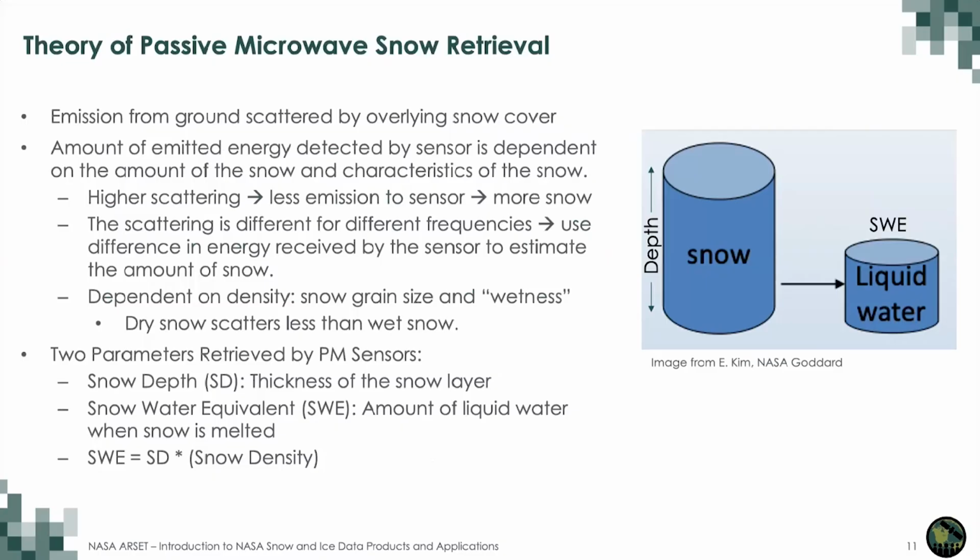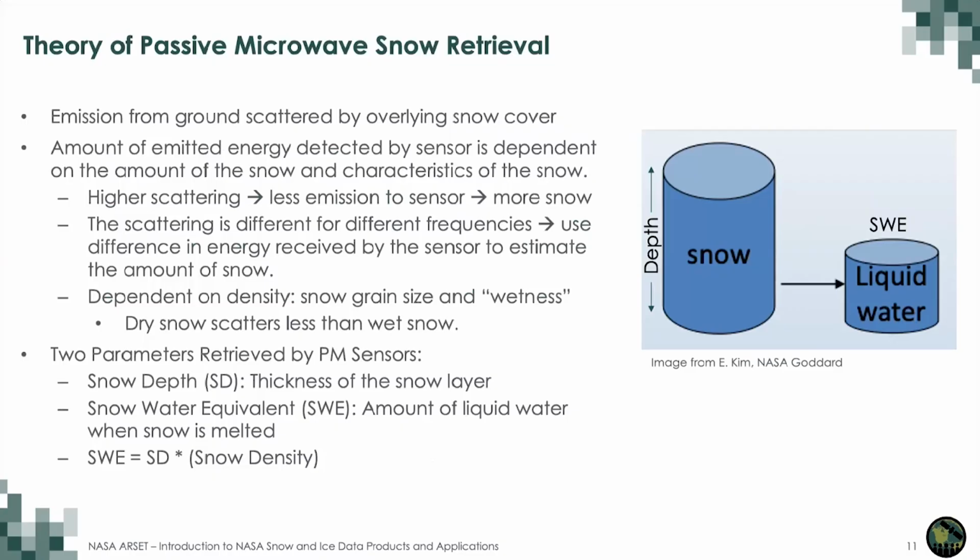And in addition to the depth, it's dependent on other properties of snow, like the grain size and the wetness of the snow, how much moisture, how much liquid water there is in the snow. Dry snow scatters less. You get more of a signal straight from the ground up to the sensor than with wet snow. Wet snow attenuates it more.